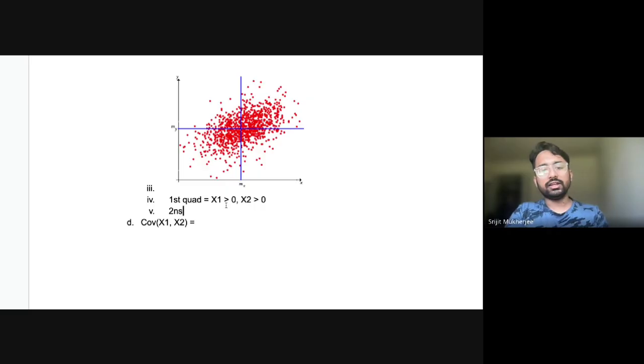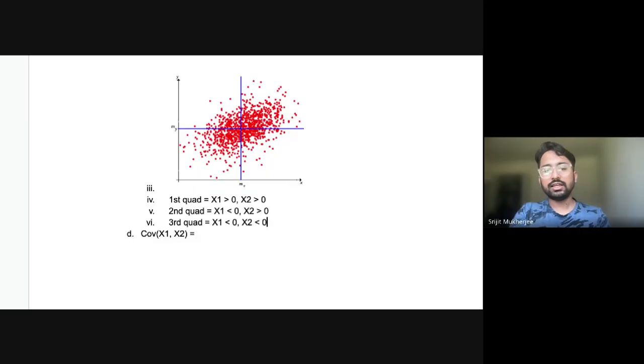The second quadrant is x1 less than 0 and x2 greater than 0. The third quadrant is x1 less than 0 and x2 less than 0, both, right? And the fourth quadrant is x1 greater than 0 and x2 less than 0.